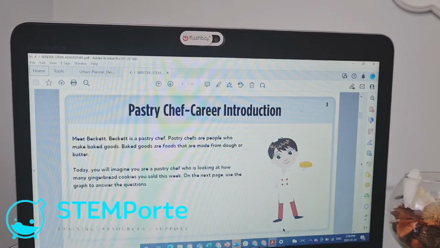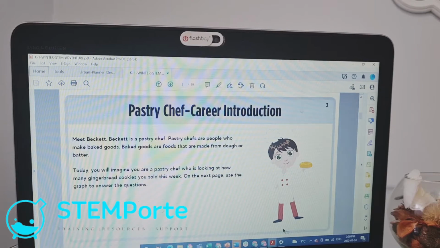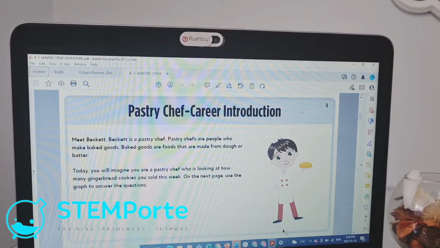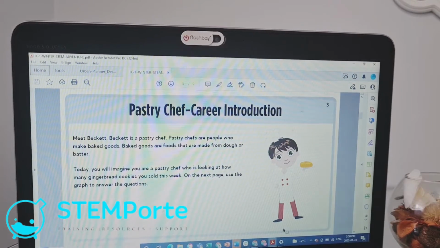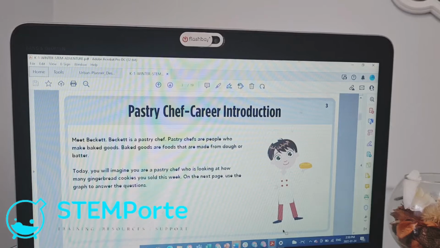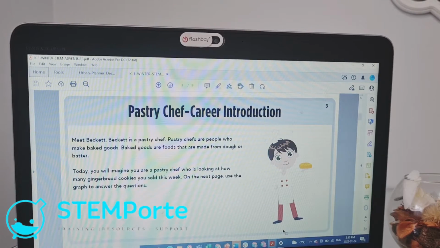First of all, you want to be able to introduce to your students what pastries are, and then you want to give an introduction. This is an example. Meet Burkett. Burkett is a pastry chef. Pastry chefs are people who make baked goods. Baked goods are foods that are made from dough or batter. Today, imagine you're a pastry chef who is looking at how many gingerbread cookies you sold this week. On the next page, you use the graph to answer the question.